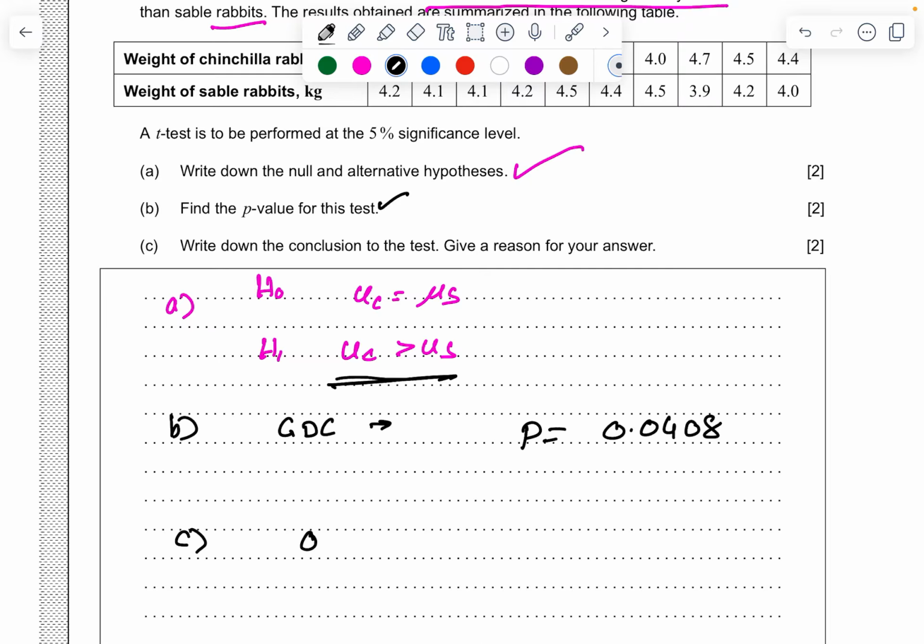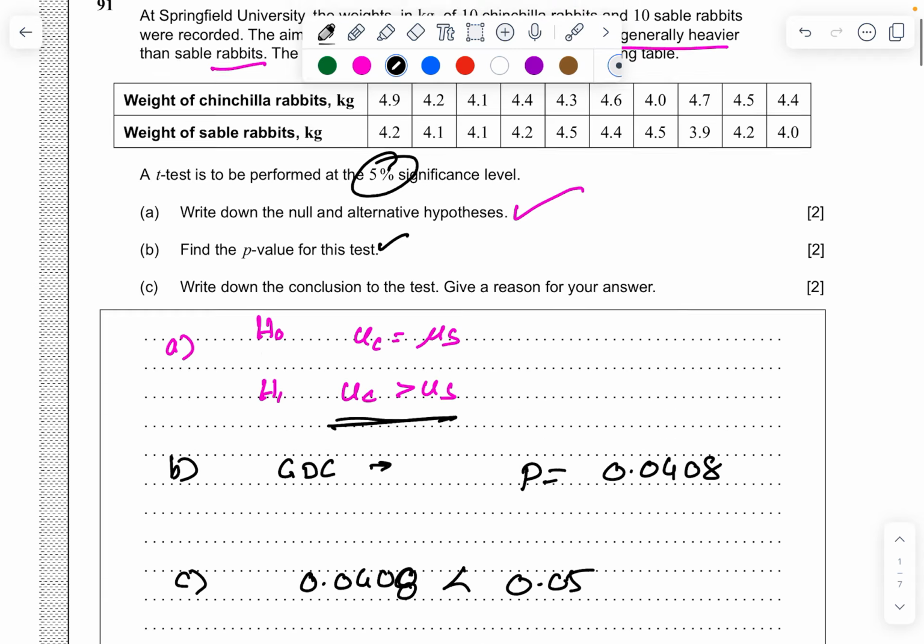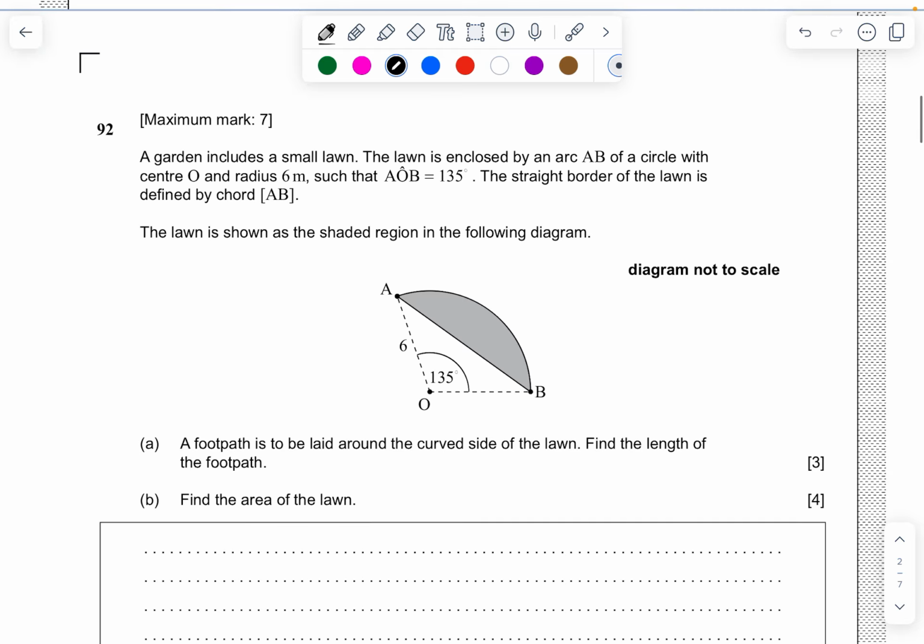So from part C, we can see that the p-value is less than the significance. Significance is only 5%, so it is less than 5%. So therefore, what am I going to do? Reject the null hypothesis. That's going to be the answer. If the p-value is less than the significance level, reject the null hypothesis.